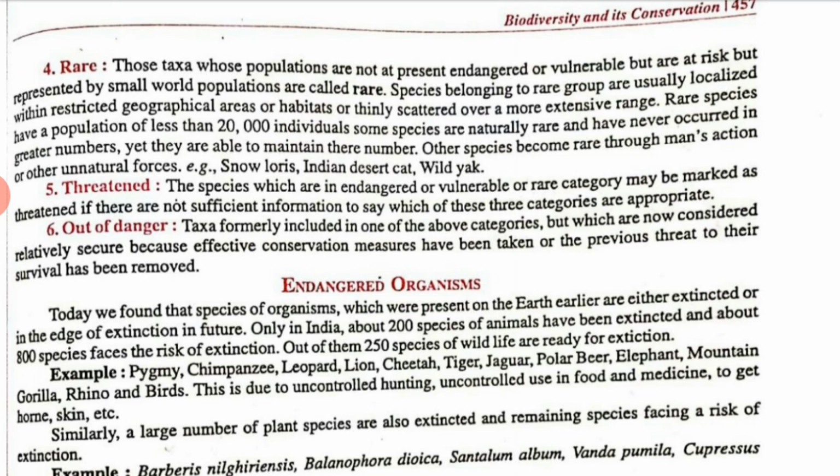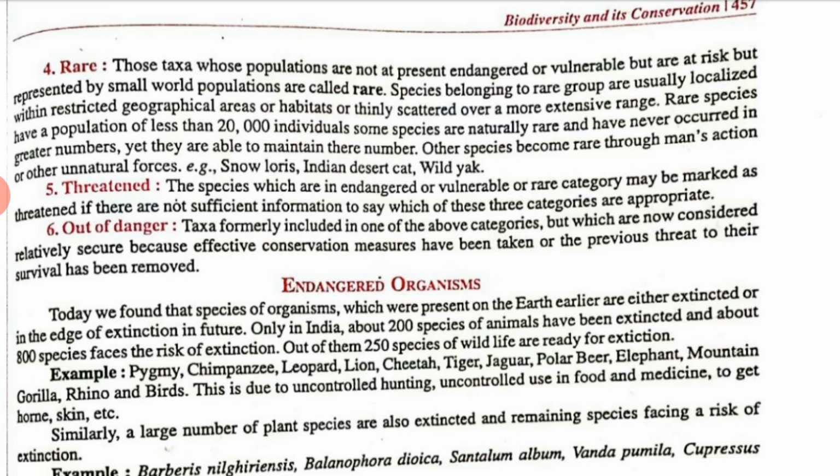As you all know the meaning of rare, those taxa whose populations are not at present endangered or vulnerable but are at risk, but represented by a small world population, that is called rare. Species belonging to the rare group are usually localized within a restricted geographical area or habitat, or thinly scattered over a more extensive range. Rare species have a population of less than 20,000 individuals.